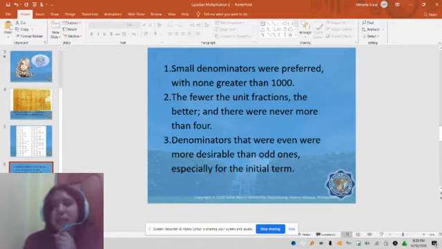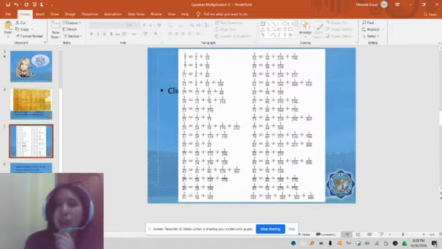And then, denominators that were even were more desirable than the odd ones. If we go back again, of course 3 and 15 are not even numbers, but the majority of our denominators here seem to be even numbers and not odd numbers.